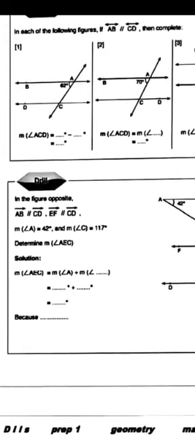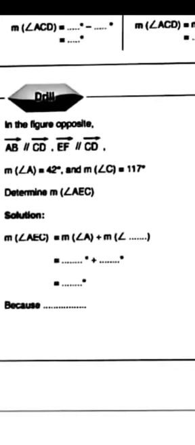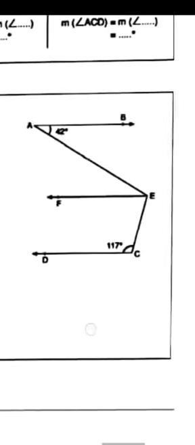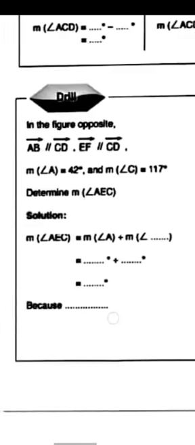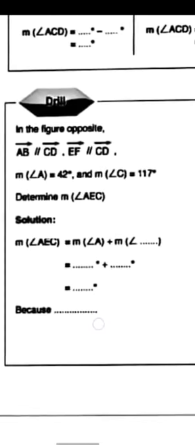In the opposite figure, AB is parallel to EF and EF is parallel to CD, and the measure of angle A equals 42 and the measure of angle C equals 117. Determine the measure of angle AEC. He wants the measure of angle AEC.